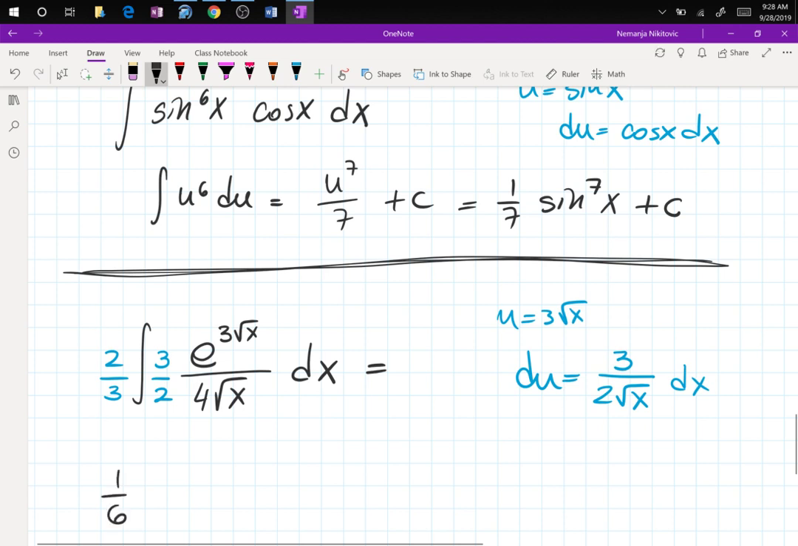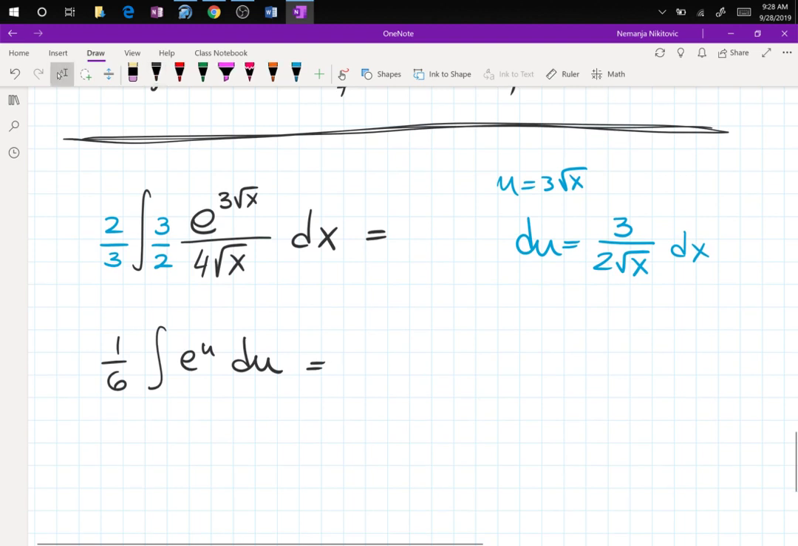So it's going to be 1 over 6 integral of e to the u du. When I use 3 halves and then 1 over root x, the 4 will come out and cancel the 2. So it was 6. Yep, we're good. So this is 1 over 6 e to the u plus c, which is 1 over 6 e to the 3 root x plus c.